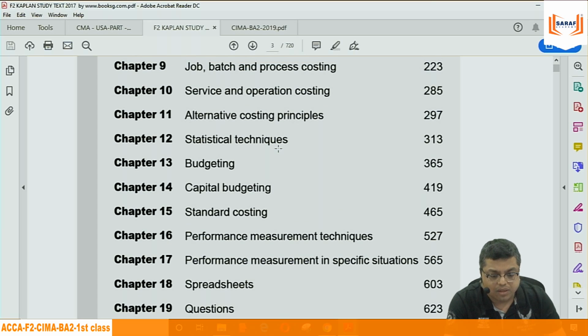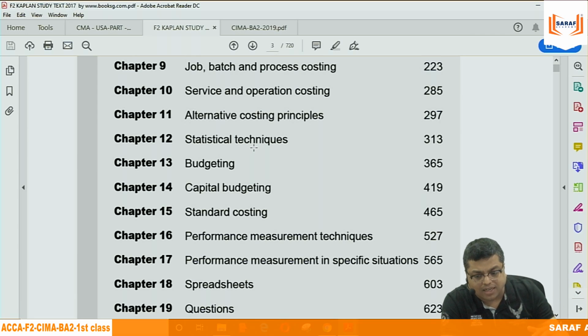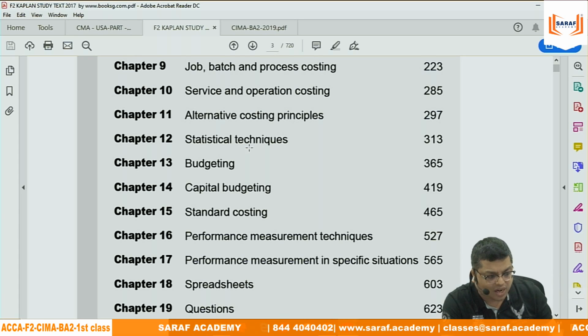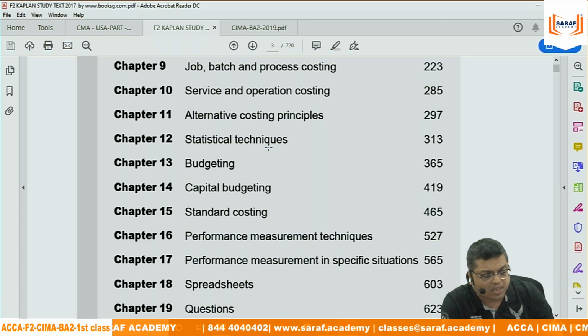Statistical techniques, mean, median, mode, measures of dispersion, standard deviation, are common, but in statistical technique in ACCA, slightly extra portions are there. You can say that they have covered Laspeyres index, Paasche index, index numbers also, which is not there in CIMA.